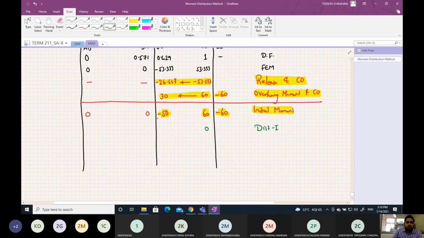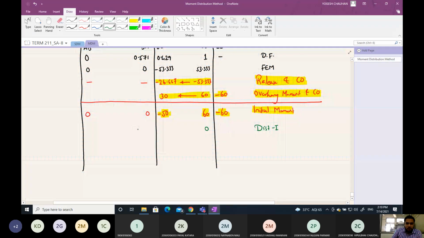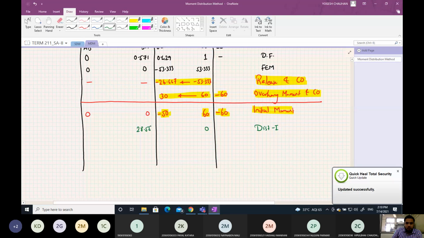Now here the unbalanced moment is minus 50. Okay, so this is to be distributed among these two members. So the distribution factor on the left hand side is 0.571. So 0.571 into 50, that is 28.55. So this number will have 28.55, and on the right side it will be 21.45. This will be 0. Okay, so this is your first cycle.